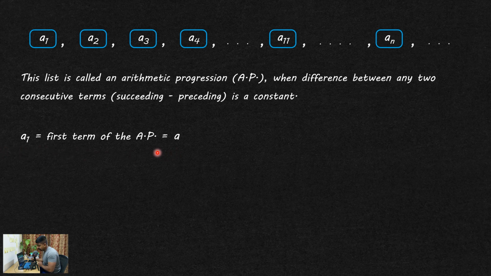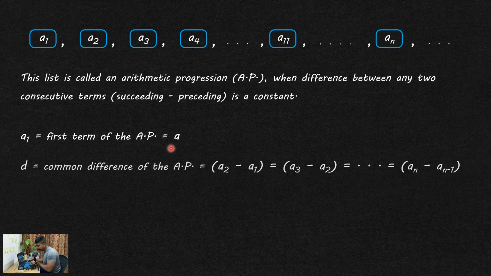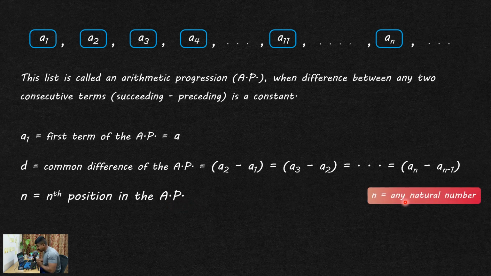Here a1 is the first term of the AP. We also denote it by simple small a. Small d is the common difference of the AP, which is a2 minus a1, that is second term minus first term, or third term minus second term, or an minus an-1. n is the nth position in the AP. Now remember, n can be any natural number. an is the term at nth position, which is given by this beautiful formula, a plus (n minus 1) into d.